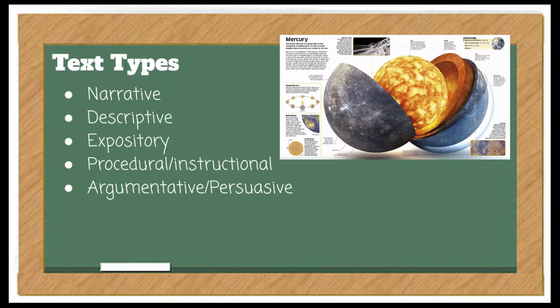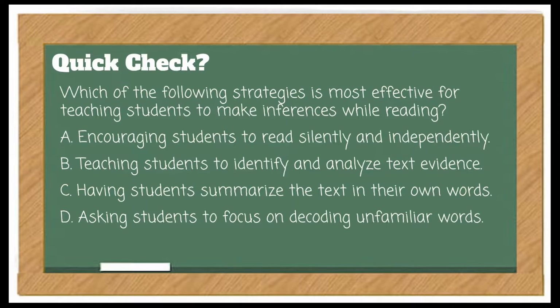So now that we've talked about the different kinds of text, the different types of reading comprehension, let's do some questions and do a quick check. Which of the following strategies is most effective for teaching students to make inferences while reading? A, encouraging students to read silently and independently. B, teaching students to identify and analyze text evidence. C, having students summarize the text in their own words. Or D, asking students to focus on decoding unfamiliar words.